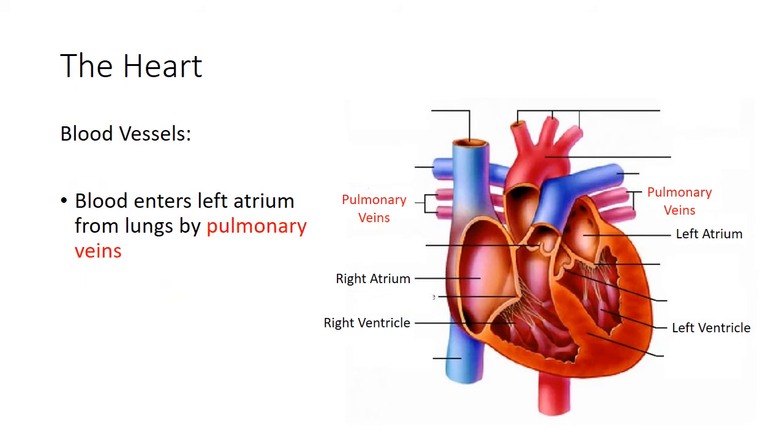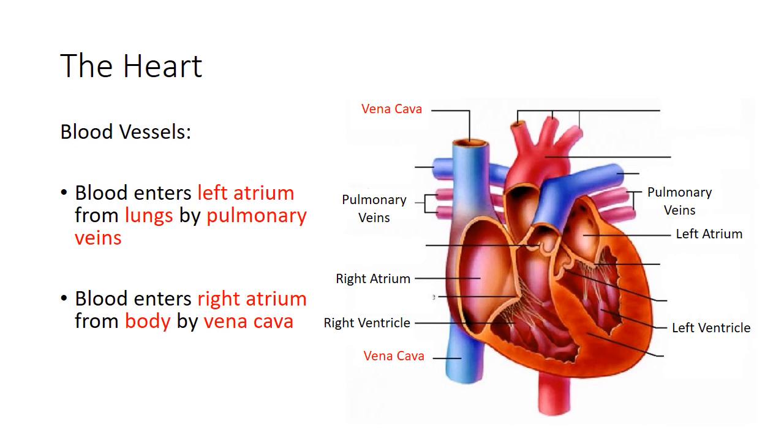The blood vessels of the heart. Blood enters the left atrium from the lungs by pulmonary veins. Pulmonary means the lungs. Blood enters the right atrium from the body by the vena cava.